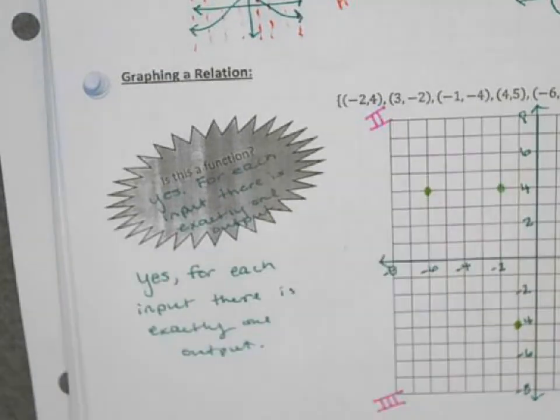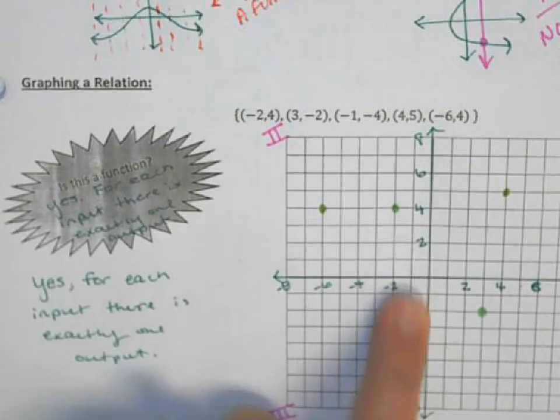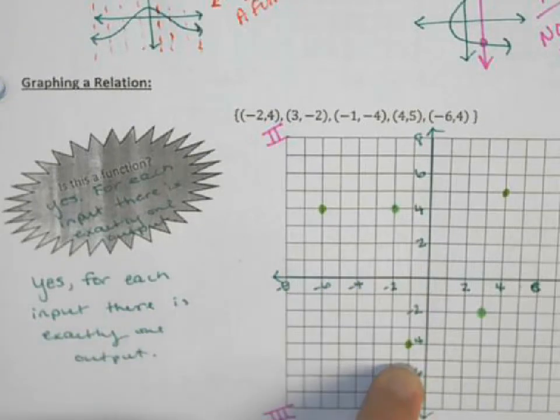So if an input is -6, the output has to be 4. If the input's -2, that output has to be 4. If your input is -1, your output is -4.